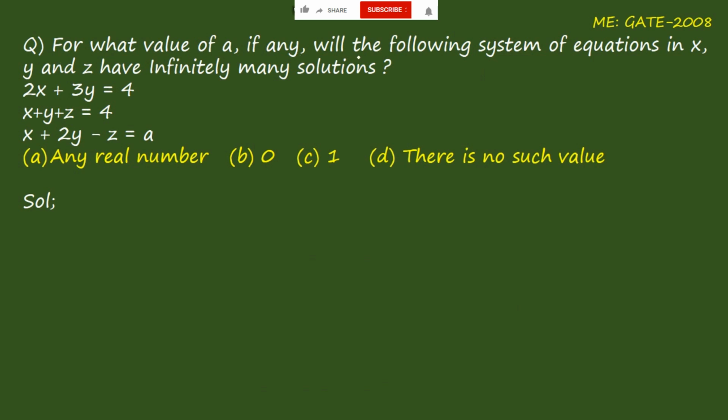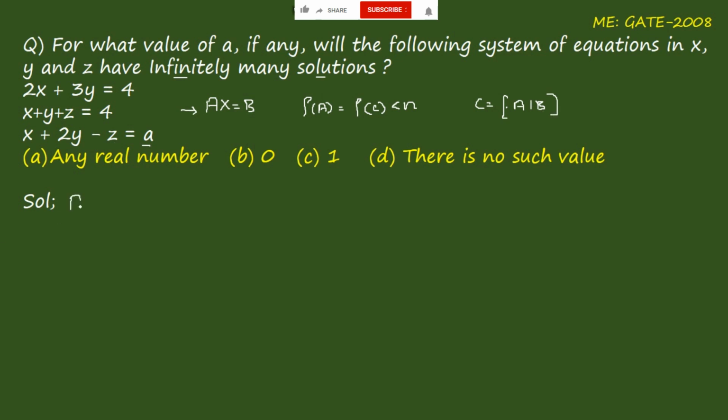For what value of A, if any, will the following system of equations in x, y, and z have infinitely many solutions? So they have given the three system equations, right? It is a homogeneous equation. So it becomes Ax is equal to B. Now we have to find the value of A such that it has infinitely many solutions. Means rank of A is equal to rank of C, which should be less than n. What is n? n is the order of A and C. And C is the combination of A and B. Right. So first we'll be writing down the matrices.